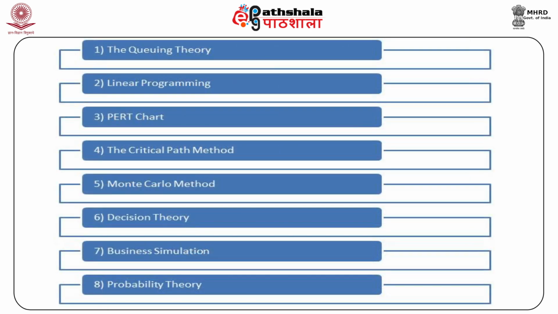The different quantitative tools used in management sciences are: number 1, queuing theory; number 2, linear programming; number 3, PERT charts. PERT stands for Program Evaluation and Review Technique. 4, the critical path method, commonly known as the CPM method. 5, the Monte Carlo method. 6, decision theory. 7, business simulation. And lastly, 8, probability theory.